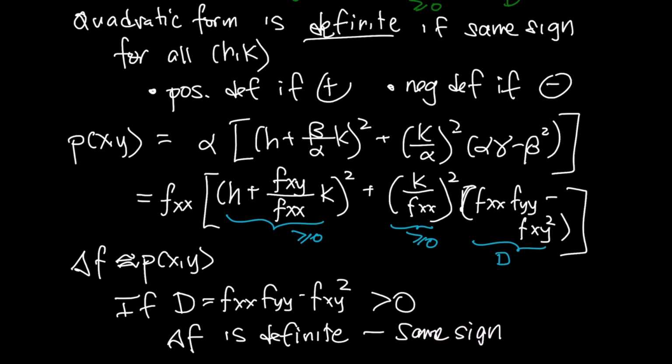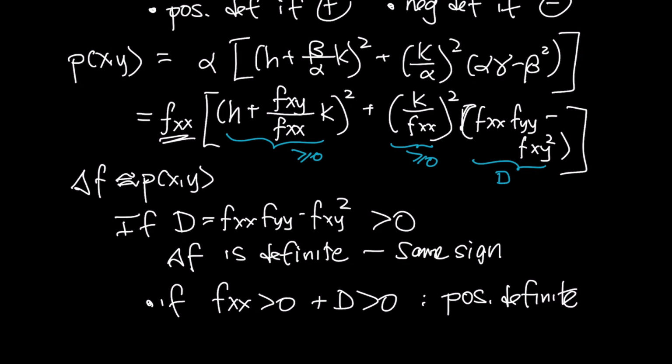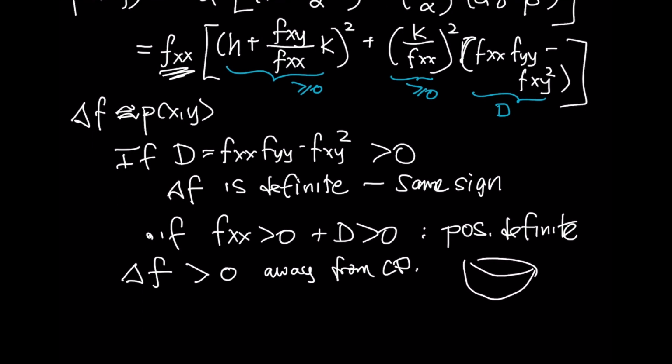If this term fxx is greater than 0, and D is greater than 0, then this quadratic form will be positive definite. The expression in the front here determines the sign overall. That means delta f will always be greater than 0 away from the critical point. If you have a picture something like this, at my critical point, no matter which way I move, the height of the function is going to increase. That tells me that I'm going to have a minimum.